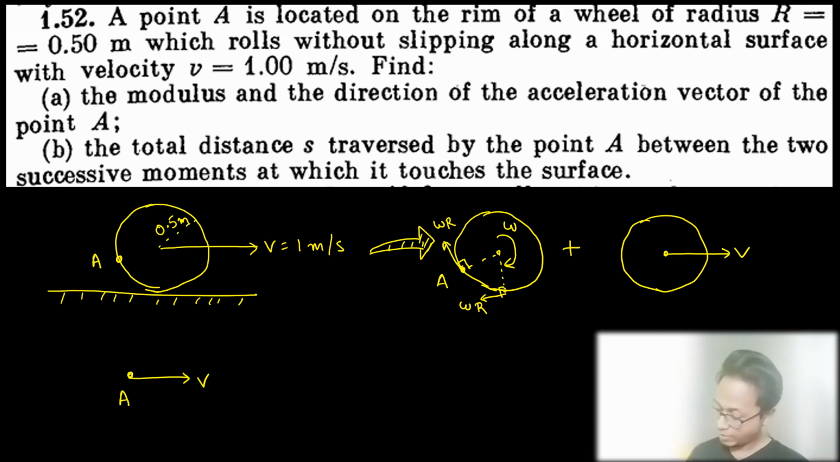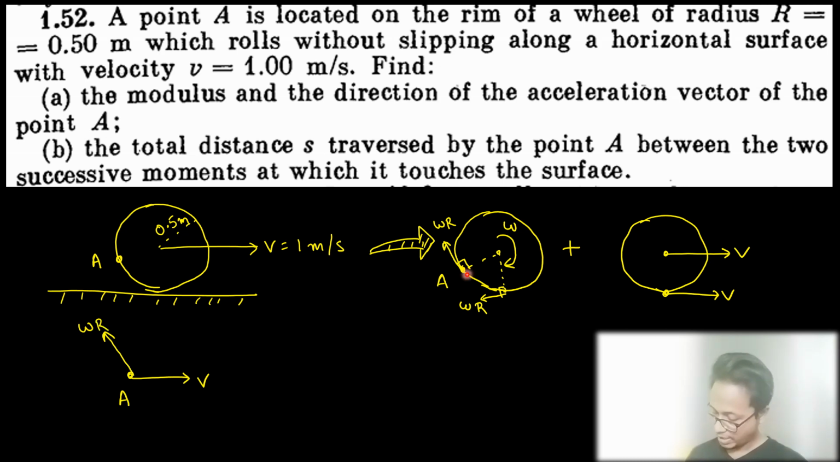Now for pure rolling, what is the condition? For translational, the component of velocity is equal to v. For pure rolling, this v is equal to omega r. Why? Because the net effective velocity at the bottommost part should be equal to 0. So out here, the net effective velocity at point A is a combination of v and omega r in this direction.